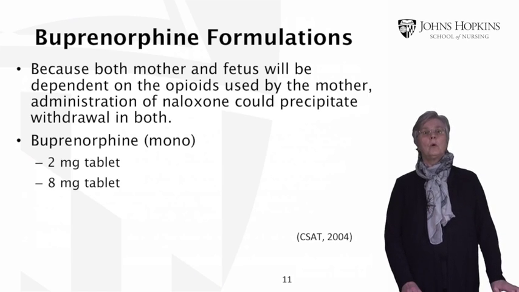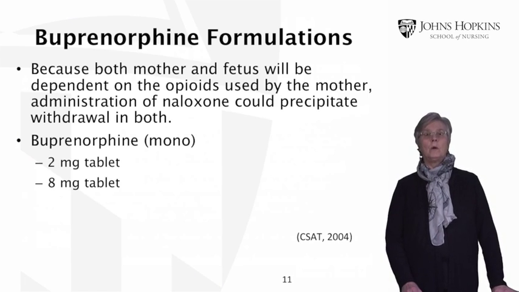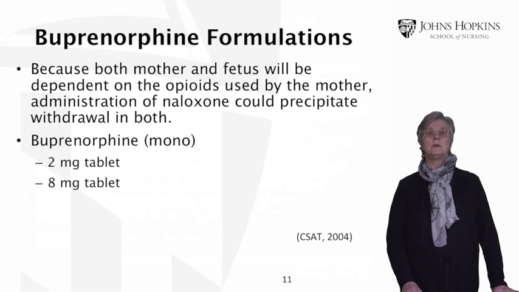The important point here is that women who are pregnant can take buprenorphine, and because the mother and the fetus will be dependent on opioids used by the mother, administration of naloxone could precipitate withdrawal in both. Therefore, the formulation for this population is to use buprenorphine alone, or the mono version, either the 2 milligram or the 8 milligram tablet.